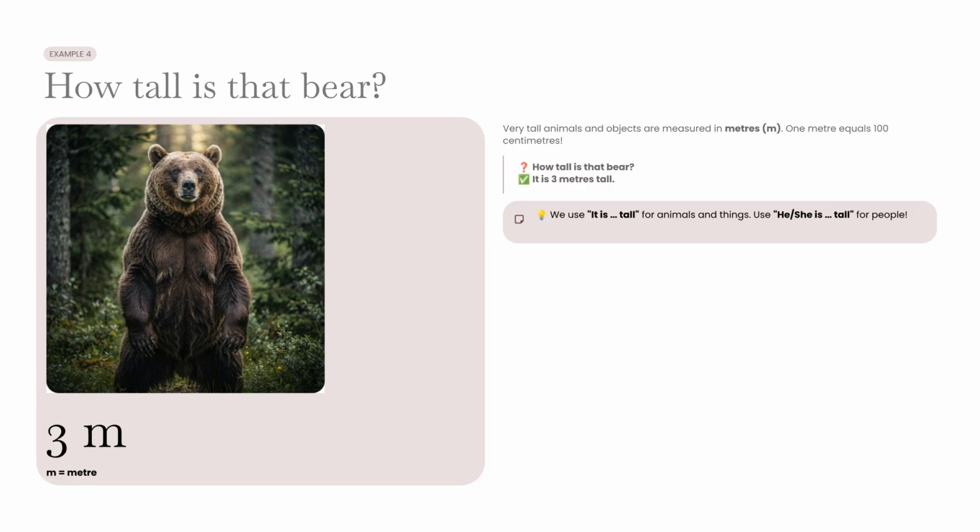Example 4. How tall is that bear? It is 3 meters tall. Very tall animals and objects are measured in meters. 1 meter equals 100 centimeters. We say it is tall for animals and things.